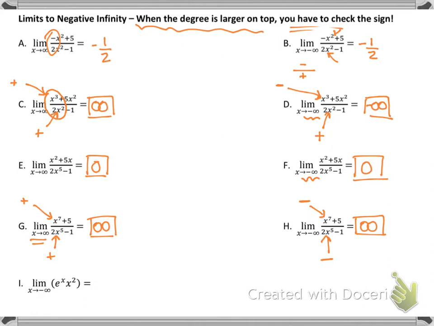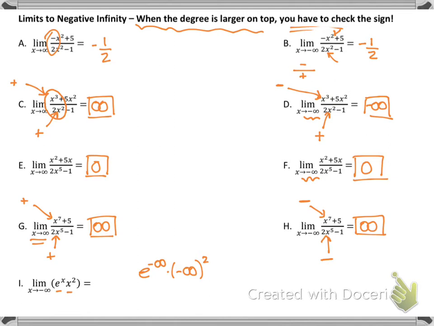Okay, example I. This one's like a tricky one. What I'm going to do is think about plugging in. And when I plug in, I'm going to get like a negative e to the negative infinity and then negative infinity squared. I can't really plug in infinity because it's not a number, but this is kind of giving me an idea what's happening.